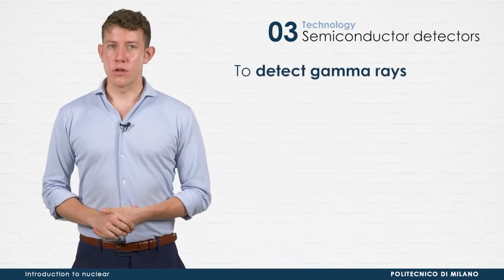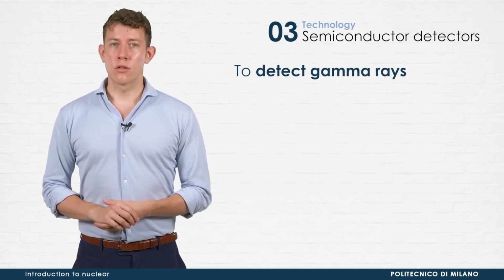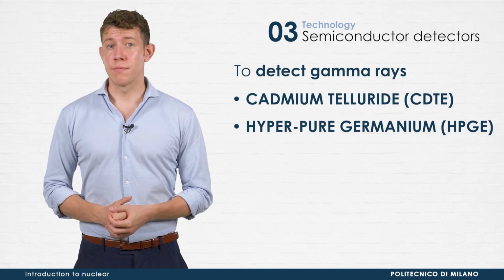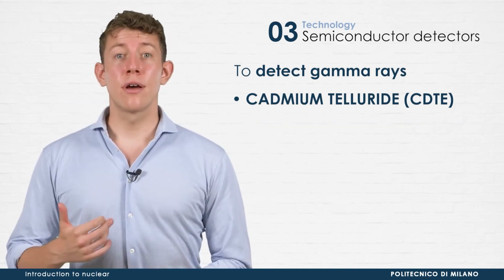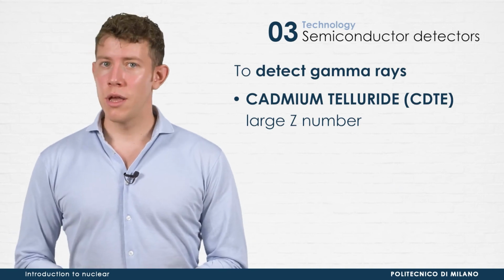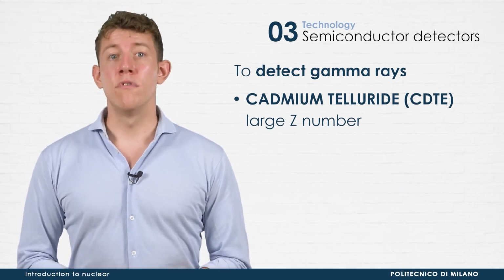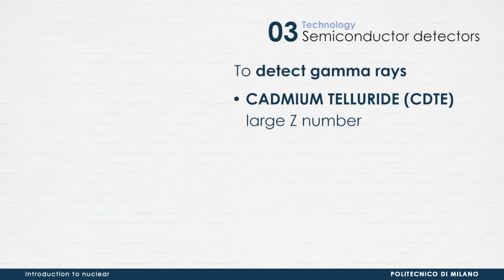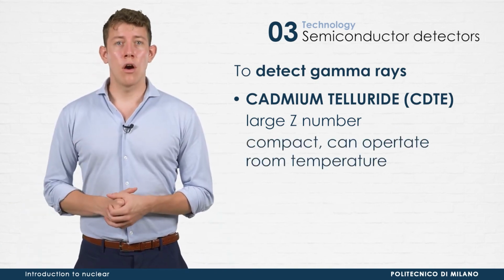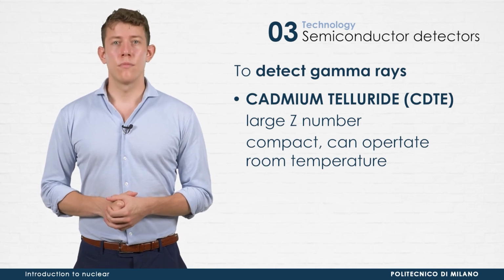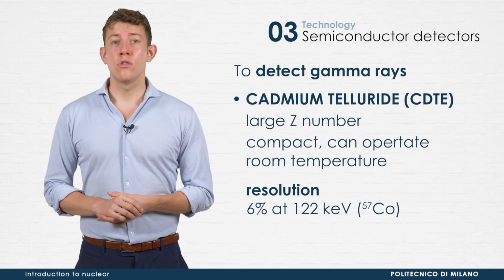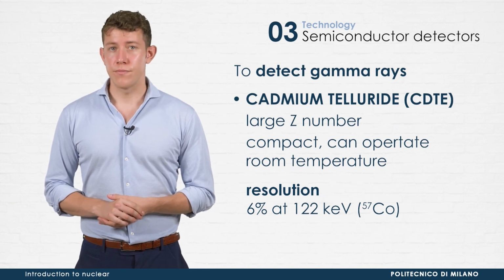For gamma ray detection, the most employed semiconductors are cadmium telluride and hyperpure germanium. Cadmium telluride is characterized by a large Z number which, as previously mentioned, enhances the probability of photoelectric effect. Moreover, cadmium telluride detectors are compact and can operate at room temperatures. Their typical resolution is about 6% at 122 kilo-electron volts.